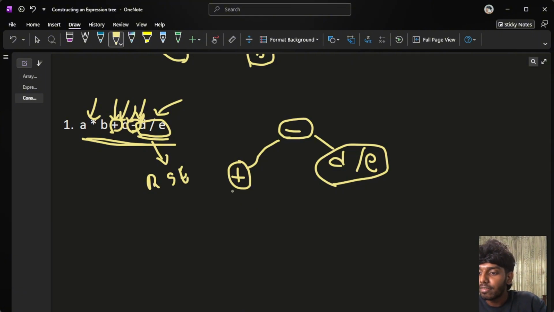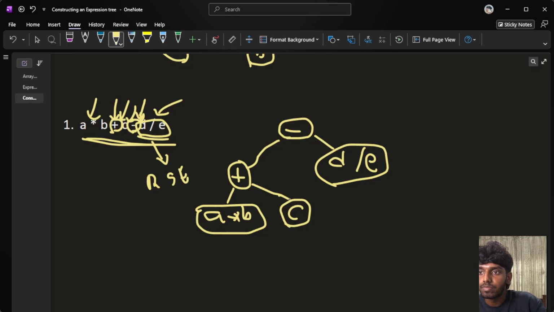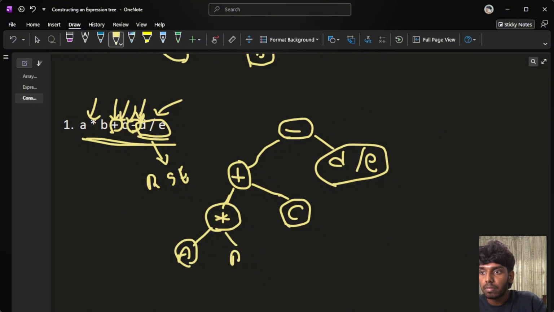Then we got the a multiply b, this one, and then the c. So this is the right sub expression, and this is the left sub expression. Likewise, I'm going to add the multiply right here, and then I'm going to add the A right here, and then the B, and then the C remains right here because we did it early.